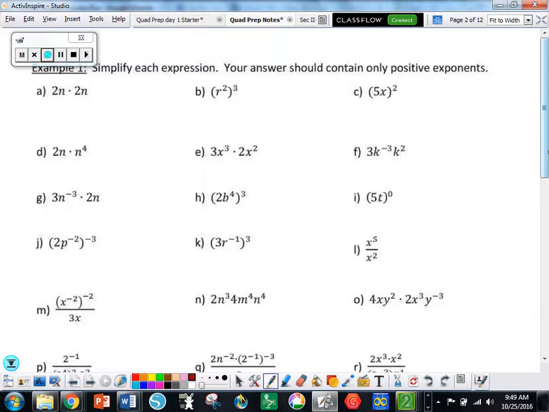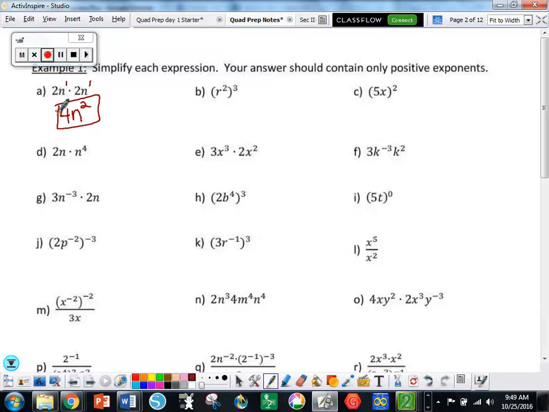Okay, part A, what do we do? Look at the numbers first, the 2 and the 2. 2 and 2 can combine to make a 4. Good. And then the n and the n, 4 n to the what? Second. Good. Because that has the power 1, that has the power 1, so we would add those two powers together.